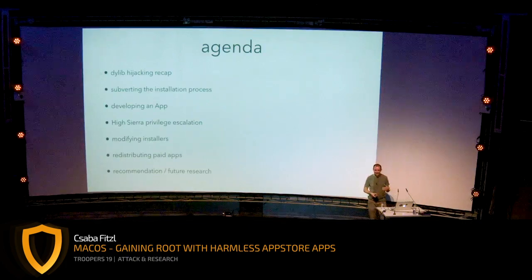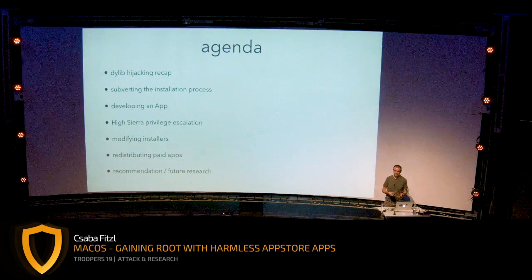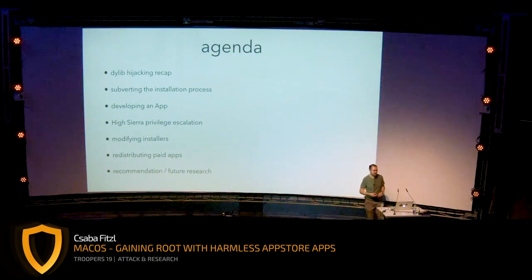So as for the agenda, I will do a quick recap on dylib hijacking on macOS. Then I will talk about how to subvert the installation process in macOS. Then how to develop an app to the App Store. That's kind of quite interesting. Then I will talk about the privilege escalation on High Sierra. Then I will talk about how to modify installers, package files, how we can capture and redistribute paid apps from the App Store, and some recommendations and some ideas for future research, which I didn't have time to deal with.